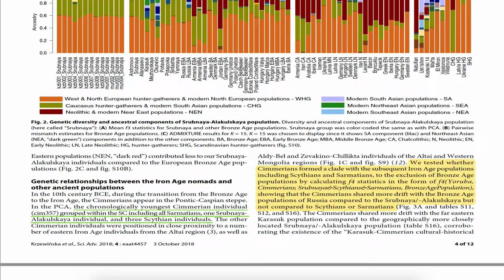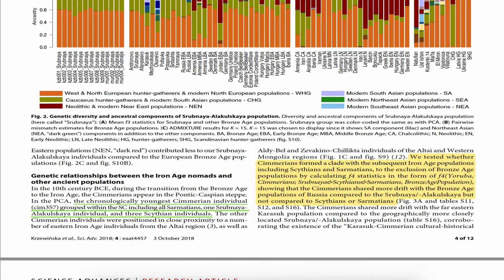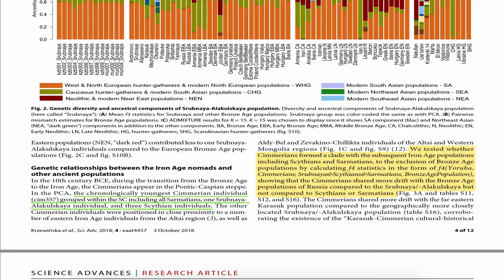Under genetic relationships between the Iron Age nomads and the other ancient populations, the chronologically youngest Cimmerian individual grouped within the SC, including all Sarmatians, one Sargat-Berlik individual, and three Scythian individuals.